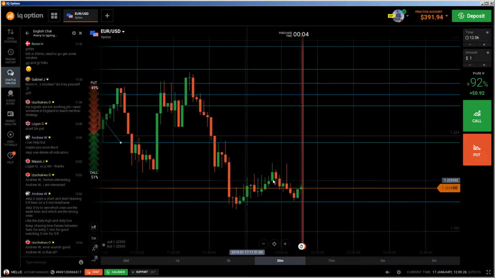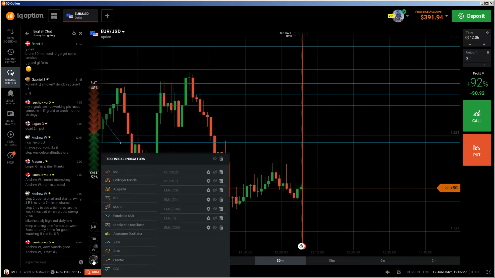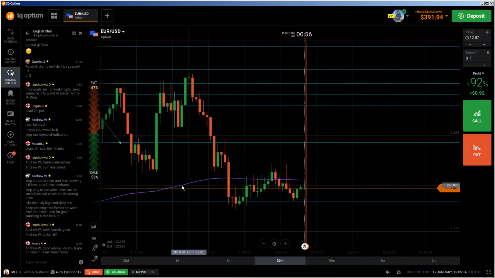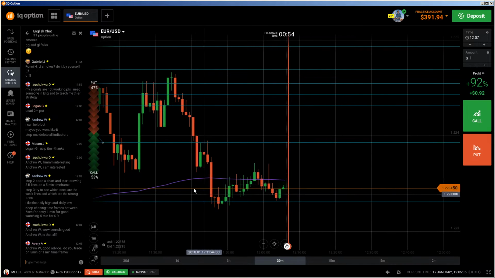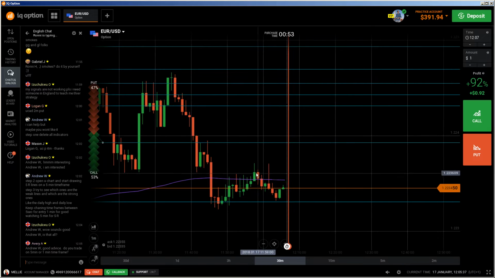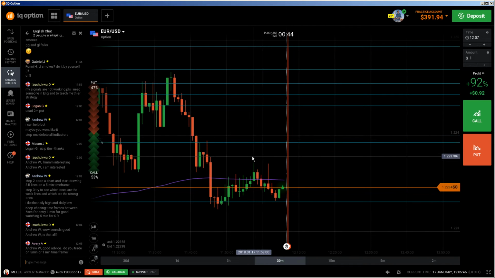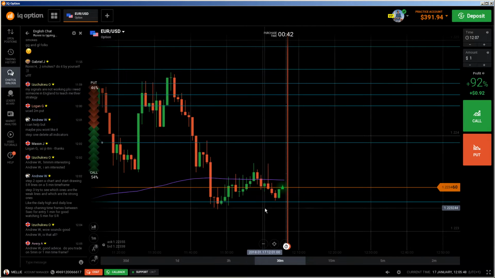But this may be some effect of the 200 EMA or something. So let me see if I can show you the 200 EMA here, and you see here you have the 200 EMA, and this is interacting with the price, and so it stopped at this level, because otherwise it would have gone here in this area. So you have to be careful also.